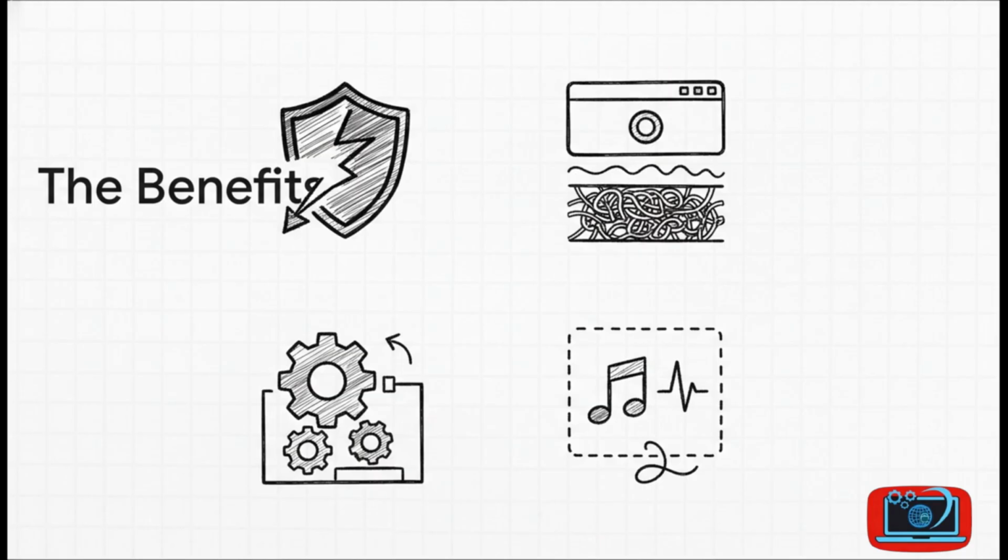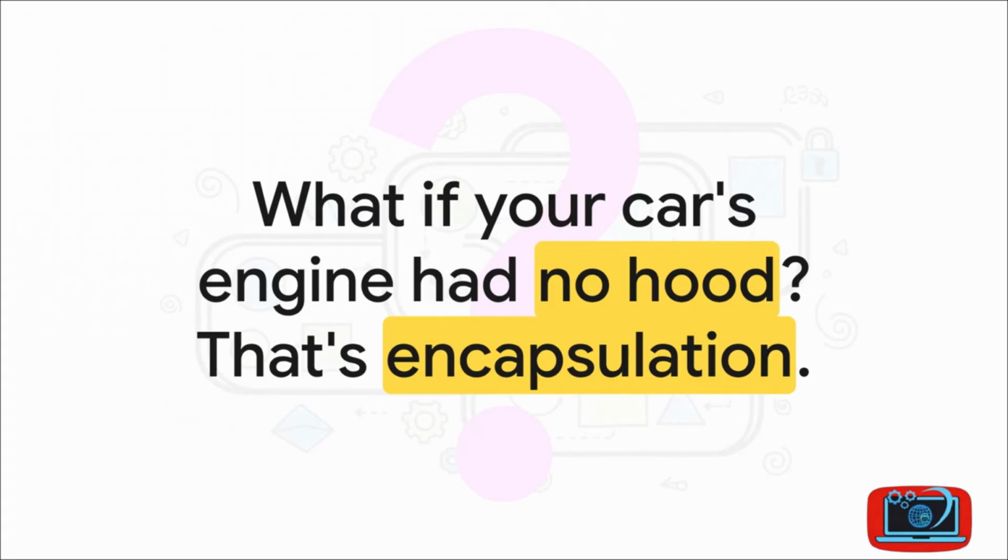Third, maintainability. This is a big one. You can fix or upgrade the guts of an object without causing a chain reaction that breaks your entire application. And finally, organization. It just keeps related data and actions neatly bundled together where they belong. It's all about writing code that's cleaner, safer, and way easier to work with in the long run. So let me just leave you with this one last picture. Imagine trying to drive your car, but there's no hood.